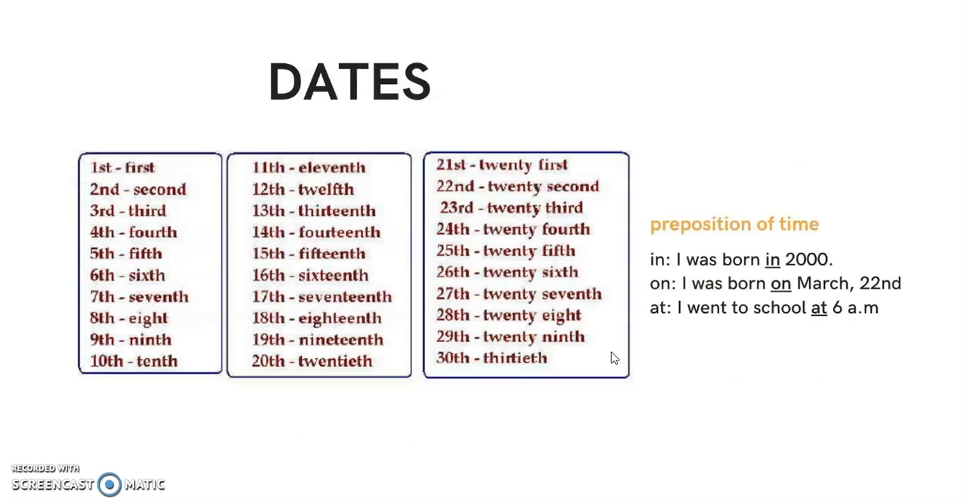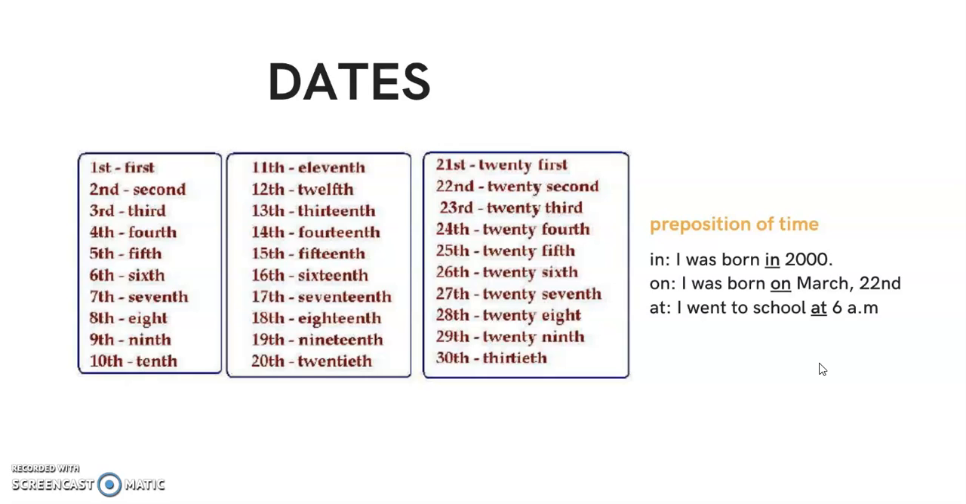Now let's continue to the dates. In this one you have tables of how you tell dates. The number for dates, and then here also you have prepositions of time: in, on, and at. So in, don't forget, is for a more general time. For example, year. In this one, I was born in 2000. So year. And then you have on.